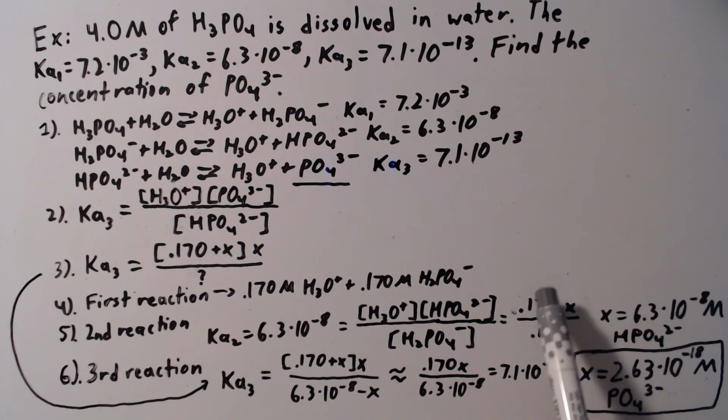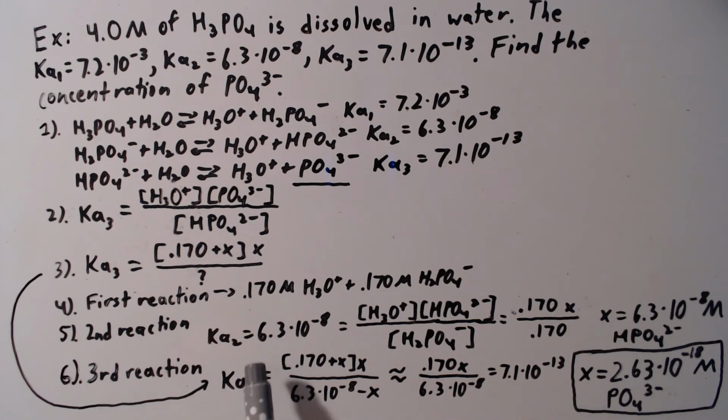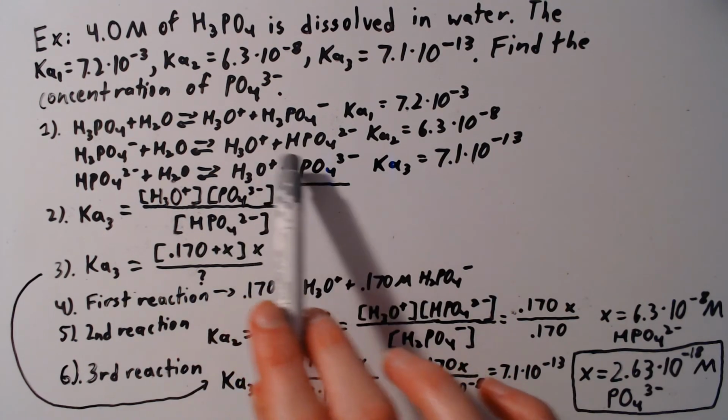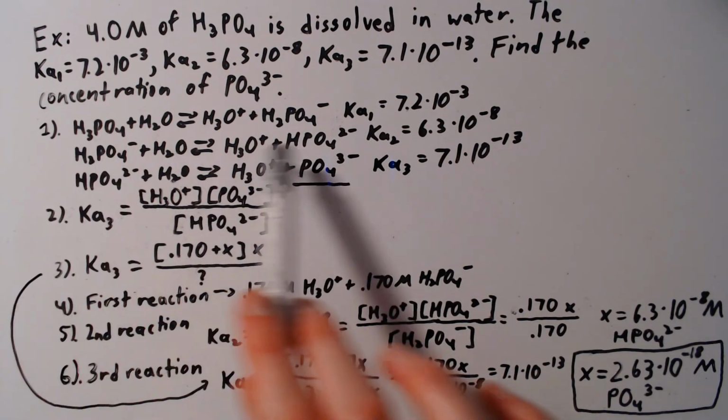And based on this, it becomes rather simple. We just cancel out the 0.170 and 0.170, that equals 1. So x would equal 6.3 times 10 to the negative 8th. So 6.3 times 10 to the negative 8th molar of HPO4 is produced by the second reaction.